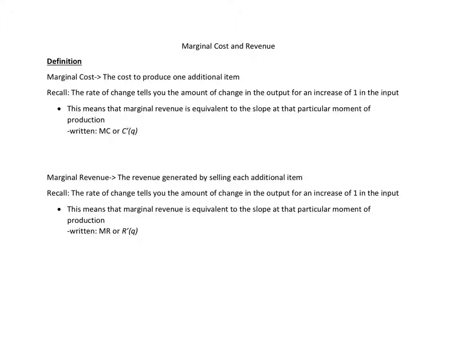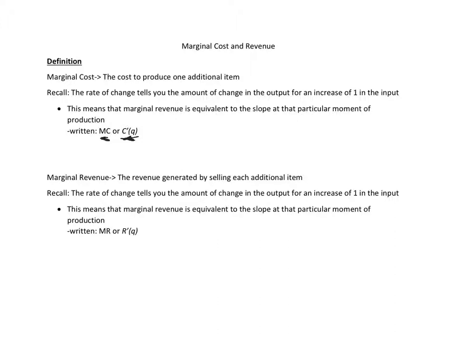Now recall, the rate of change tells you the amount of change in the output for one increase in the input. So in other words, that's essentially saying the same thing. That if you produce one additional item, right, you add one to that input, what happens to the cost or the output? So this means that marginal cost is the same thing as the slope at a particular moment in production. This is written as MC or C prime of Q, because it's really the slope at some particular Q.